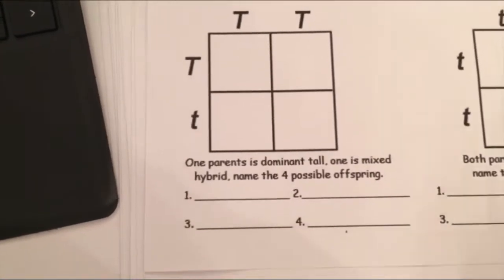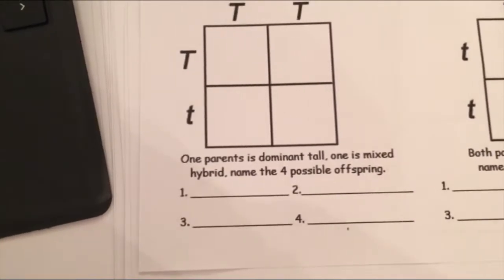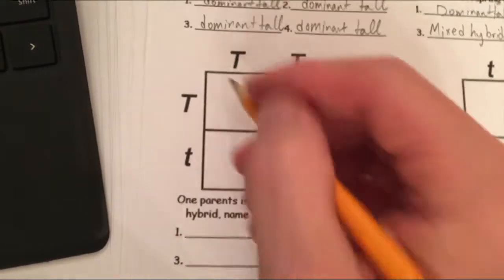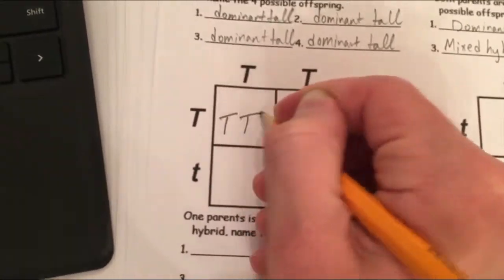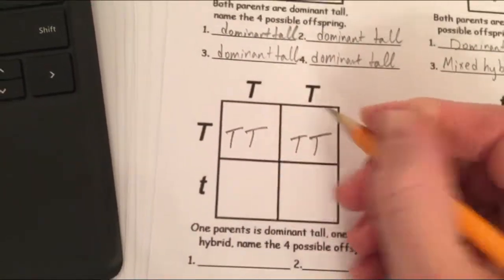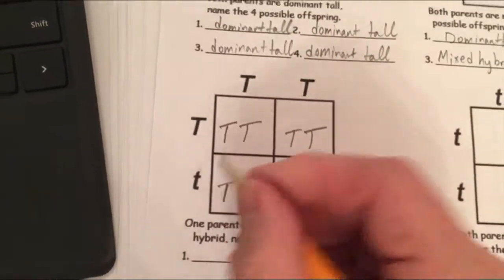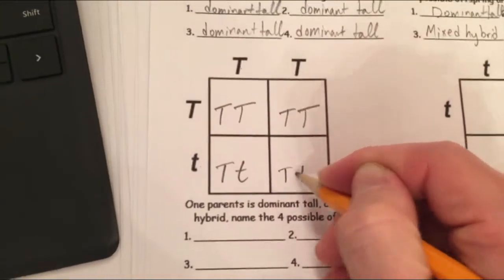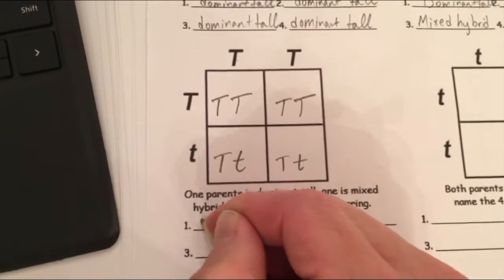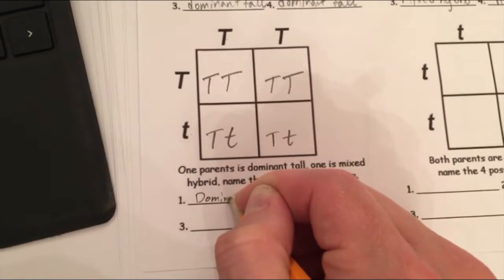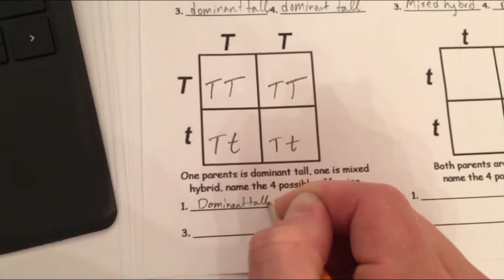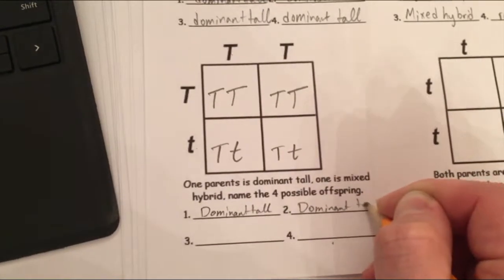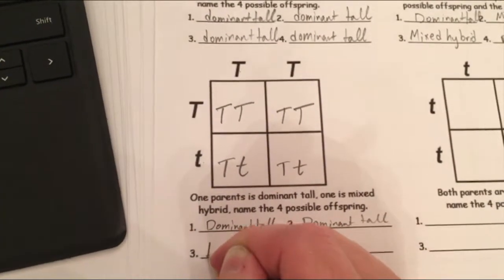One parent is dominant tall, one is mixed hybrid. Name the 4 possible offspring. So again, we match them up. Here's a dominant tall, here's another dominant tall, there's a hybrid there, we have the capital and the lowercase, and another capital and a lowercase. So we have 2 dominant talls, and then 2 hybrids.